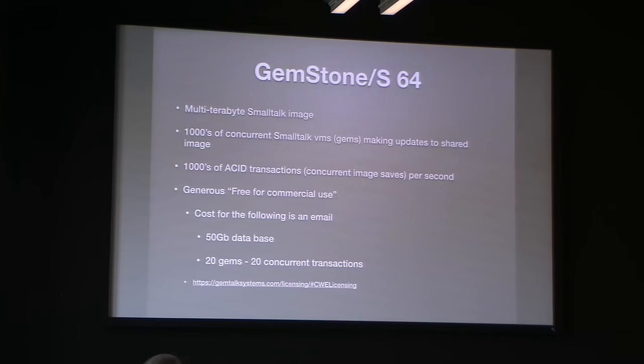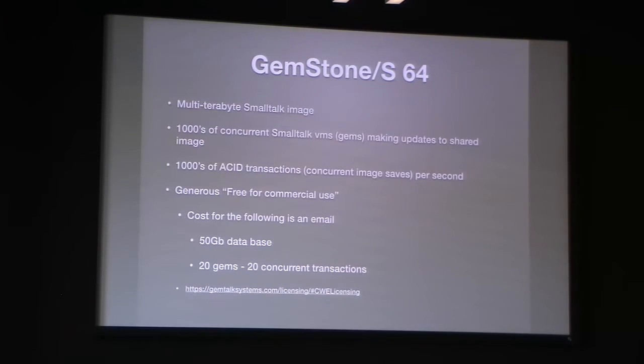Let's see, so GemStone S. If you saw James's presentation, then you got a whole lot more information, but the basic idea is GemStone S is a multi-terabyte Smalltalk image. There are thousands of concurrent Smalltalk VMs making updates to a shared image. There are thousands of ACID transactions per second, all with concurrent image saves. And there's a generous license, free for commercial use. So we can do terabytes and we can do 10 gigabytes.